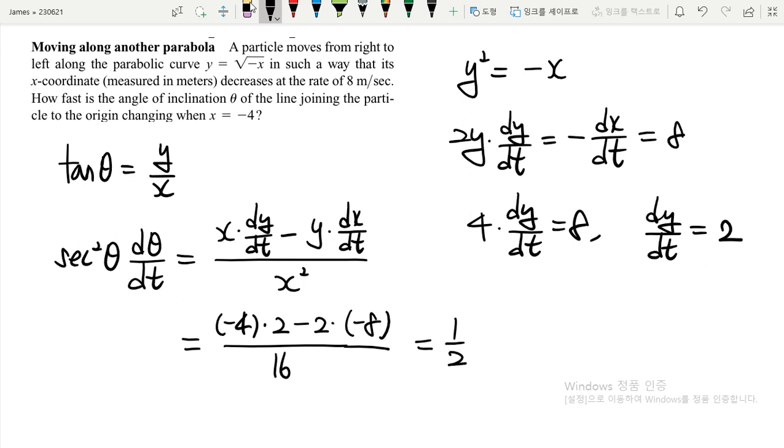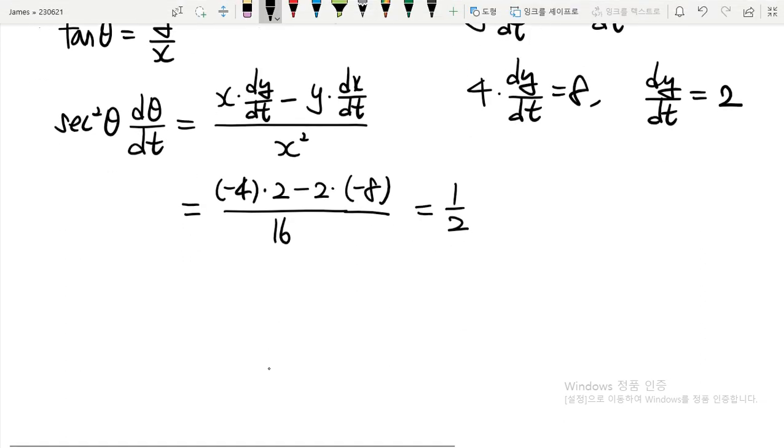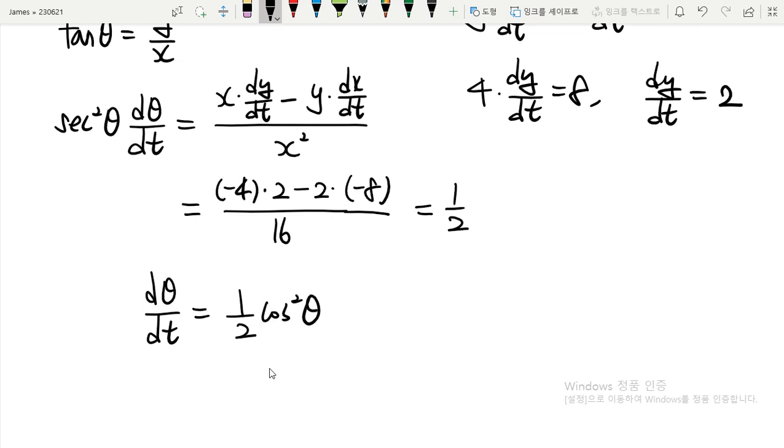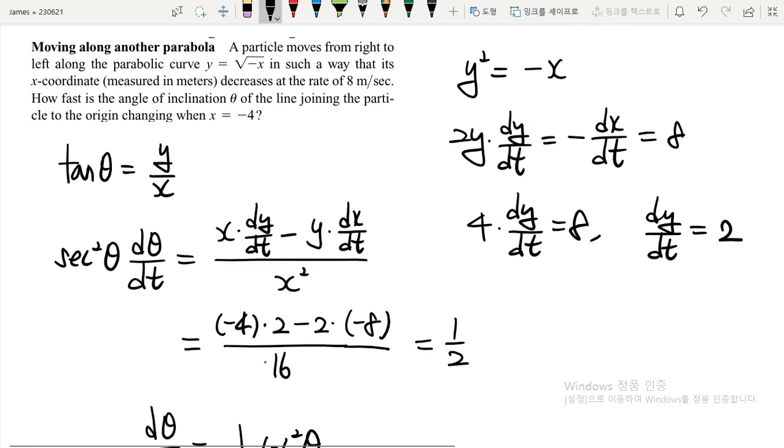So 1 over 2. Okay, so d theta over dt. So let's find out the value of cosine theta when x is minus 4 and y is 2.